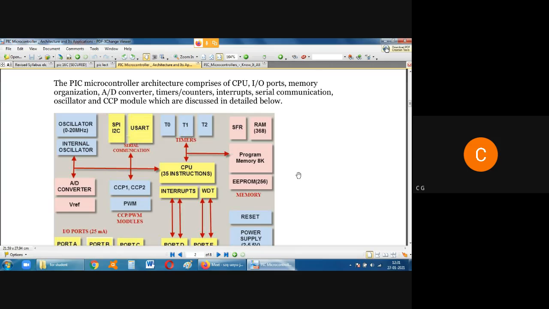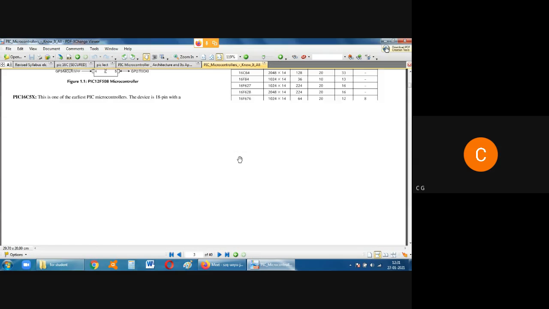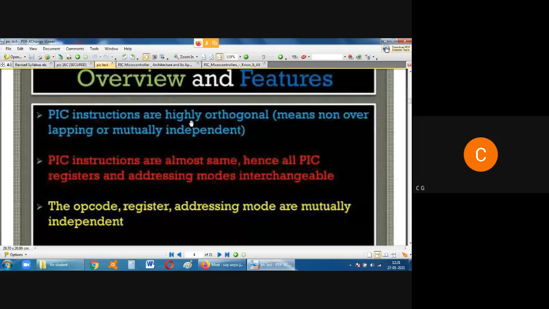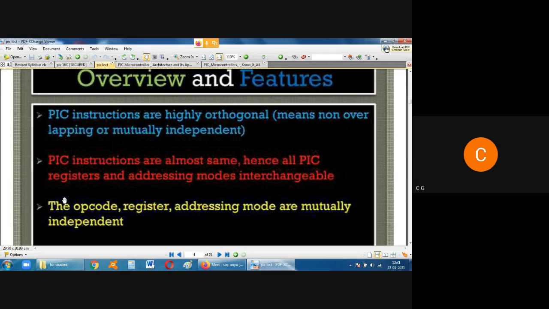Let me check because it is a little bit confusing sometimes. Okay, so what it is trying to say is that PIC instructions are the same, and all PIC registers and addressing modes are interchangeable. Each register is identified by its particular address, but you can take any two registers.